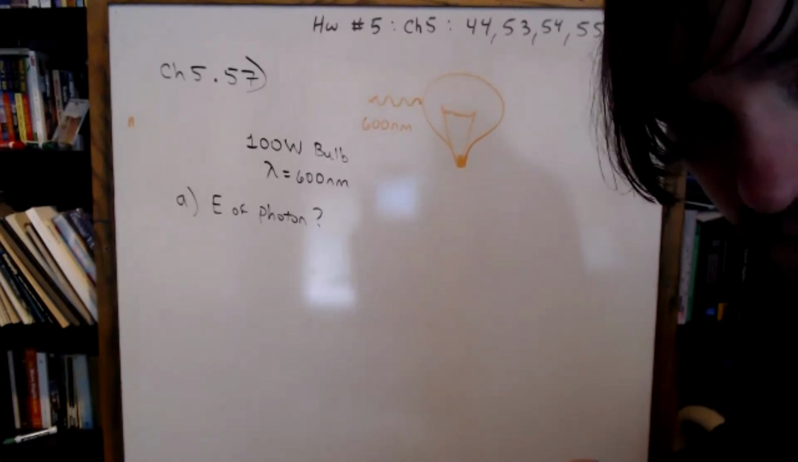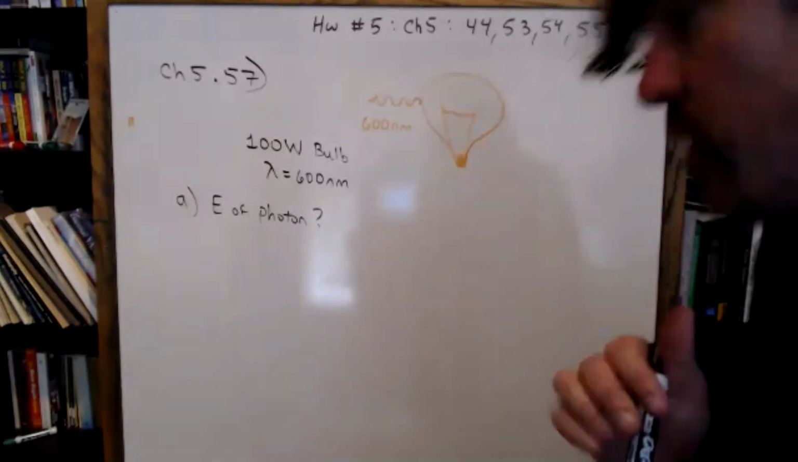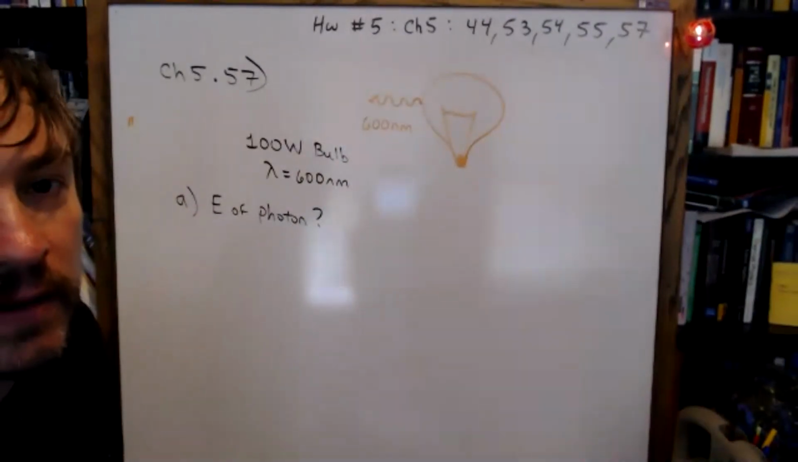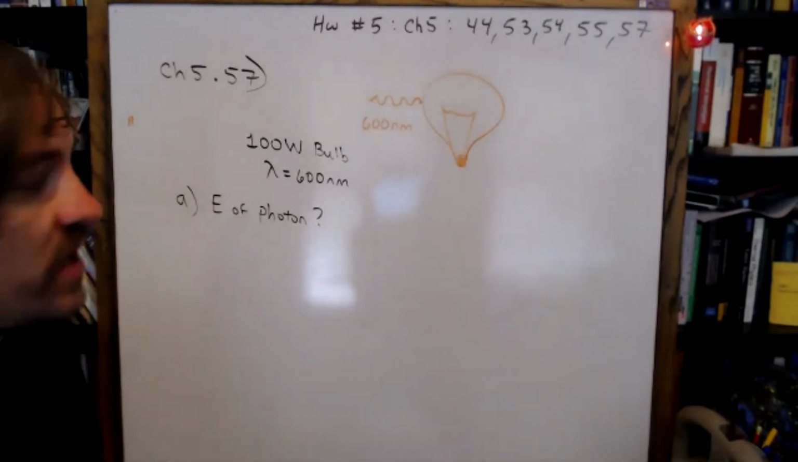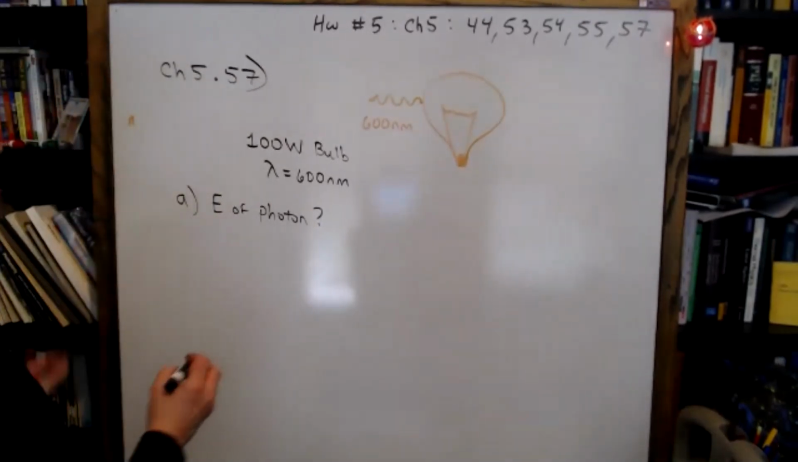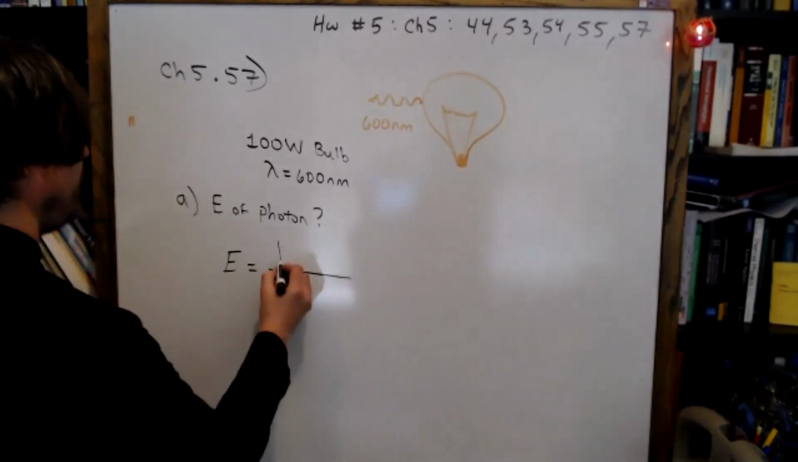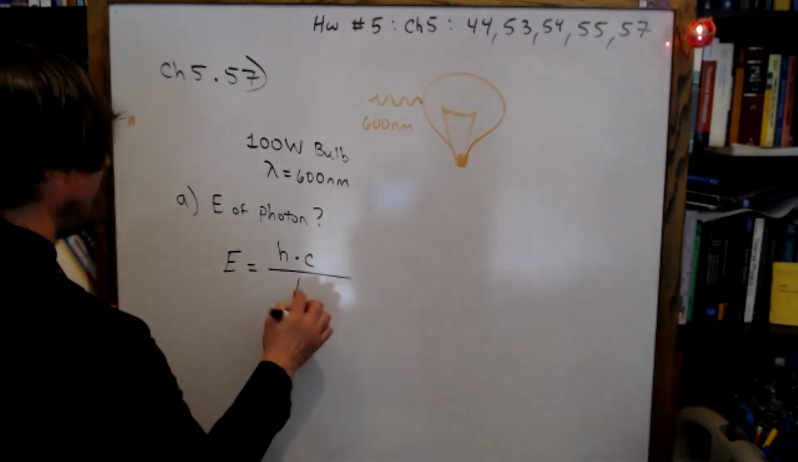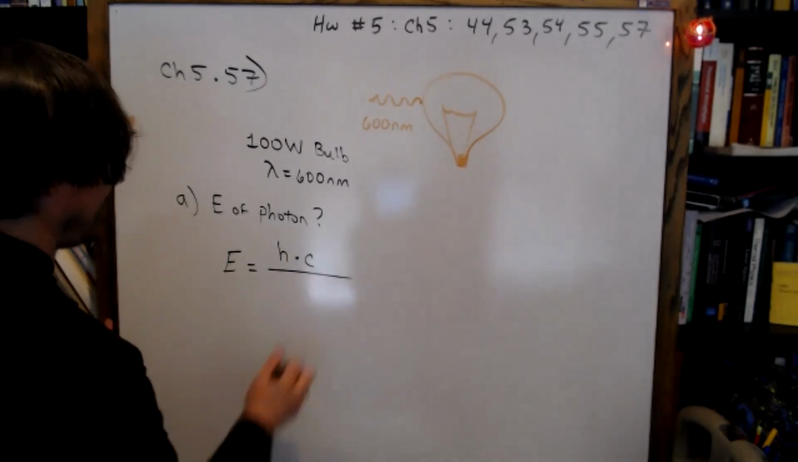One, 2, or 3? Pick a number. 2. No, 2 relates the energy to the frequency. We don't have the frequency. We have the wavelength. 3. Equation 3 relates the energy to the wavelength. And it says that the energy of a photon is Planck's constant times the speed of light, divided by the wavelength.